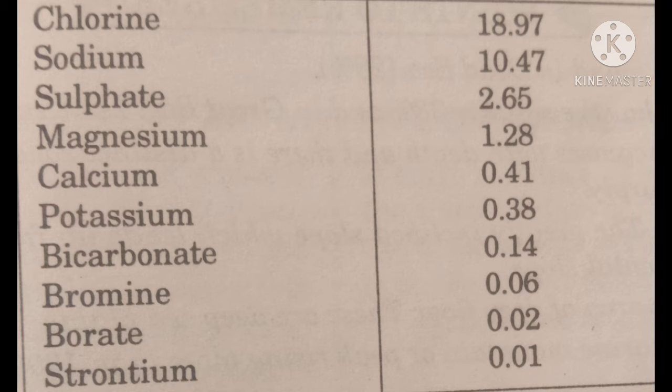So the highest amounts are of chlorine and sodium, and if you can see in this chart, it is 18.97% and the sodium is 10.47%. The lowest amount is for strontium, it is 0.01%. So this chart shows the amount of salt and minerals in the oceanic water, due to which the oceanic water is saline.